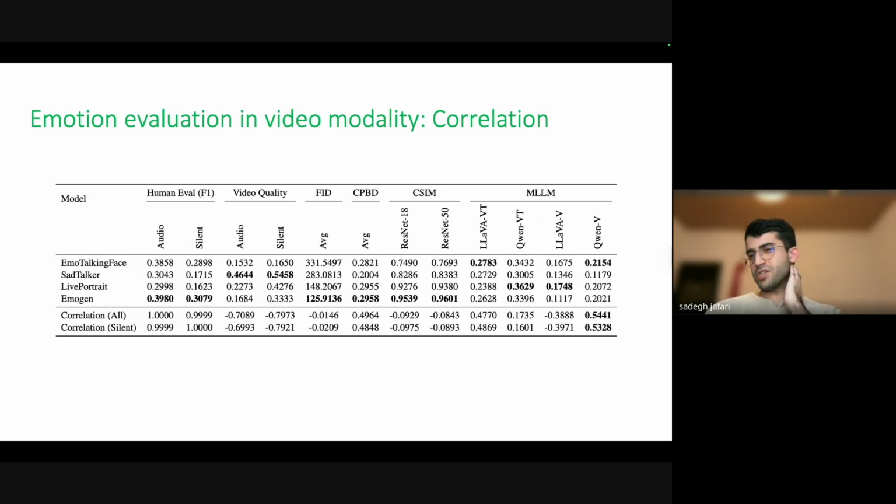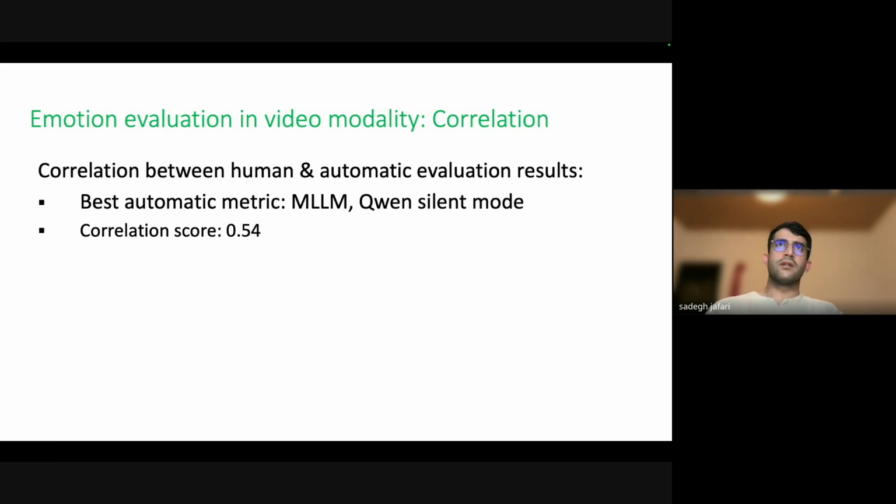But as I mentioned before, for text modality we had almost 100% correlation, but here it's like 50%. So we need to work more on video and audio and other modalities to have more reliable metrics and models. Everything is weaker here. And the best one, as I mentioned before, is Qwen in silent mode as an MLLM metric.